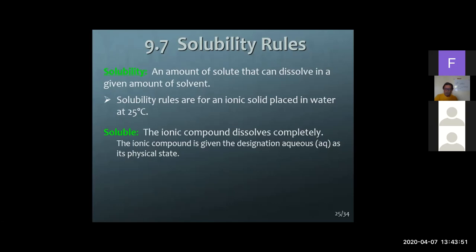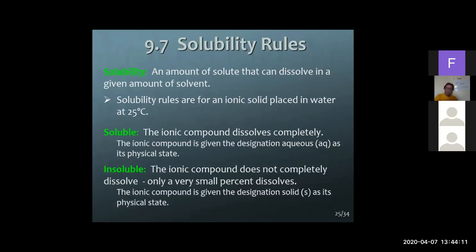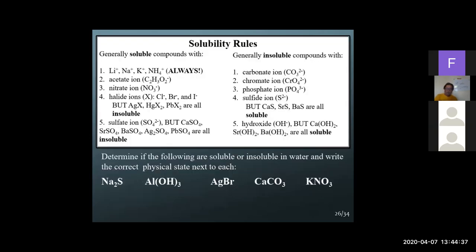So if something is soluble, we can say that the compound dissolves or dissociates 100% completely, and we use the physical state aq, meaning aqueous solution. If something is insoluble, based on the solubility rule tables, then there may be a little bit in solution, but the bulk of it is still in solid form. And as far as the physical state, we designate that with parentheses, lowercase s, for solid. Let's take a look at the solubility rules.